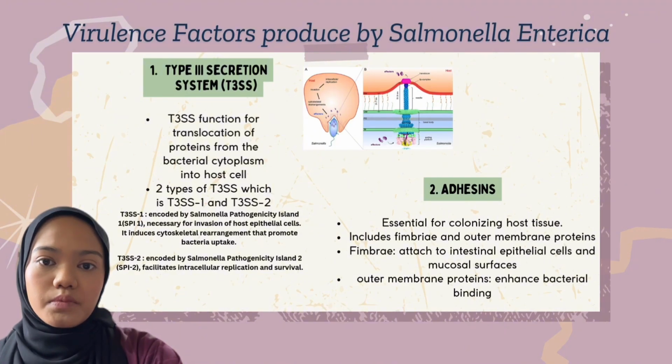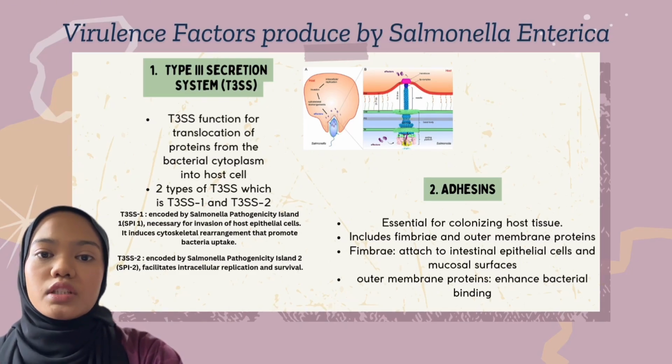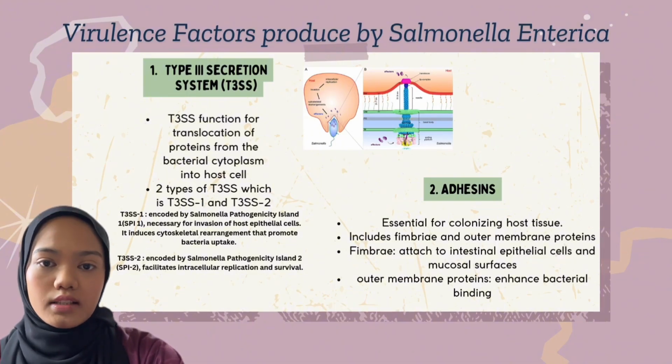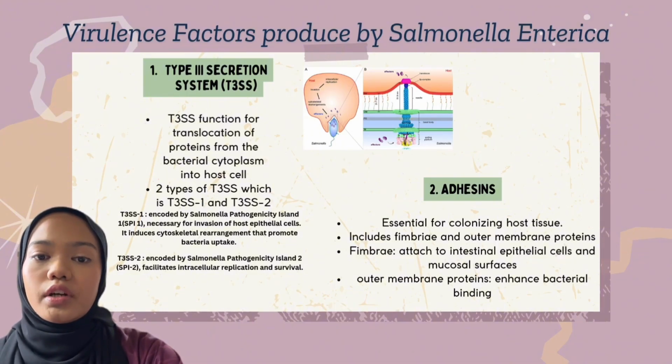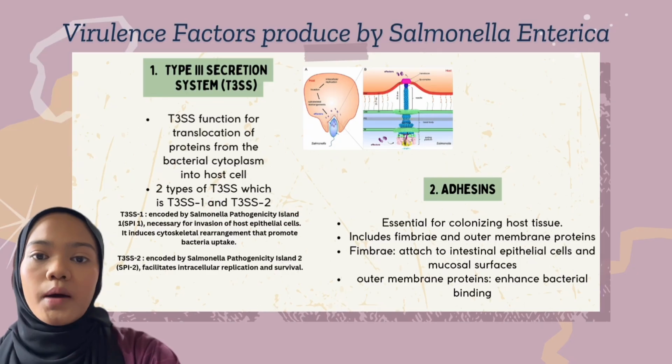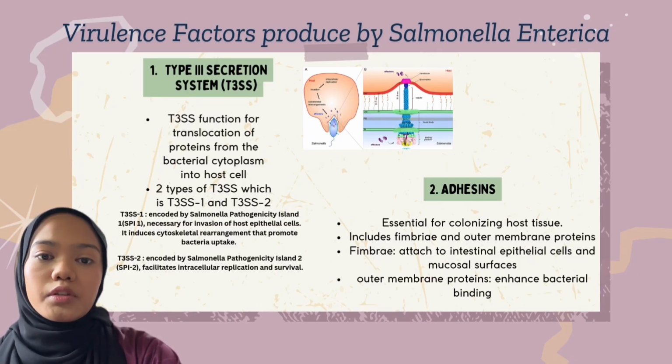T3SS has two types, which are T3SS1, encoded by Salmonella pathogenicity island 1, which is necessary for invasion of host epithelial cells. It induces cytoskeletal rearrangement that promotes bacterial uptake. Another type is T3SS2, encoded by Salmonella pathogenicity island 2. It facilitates intracellular replication and survival.